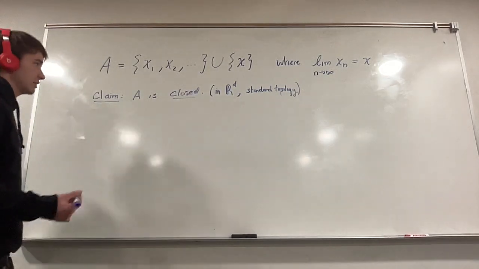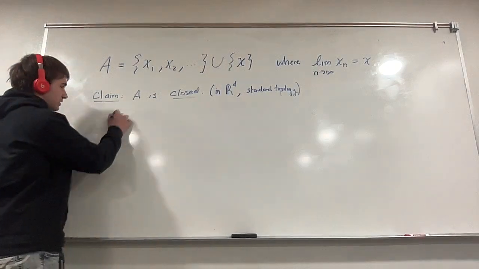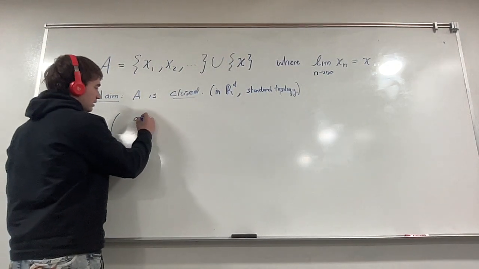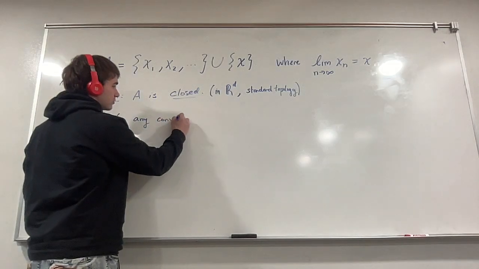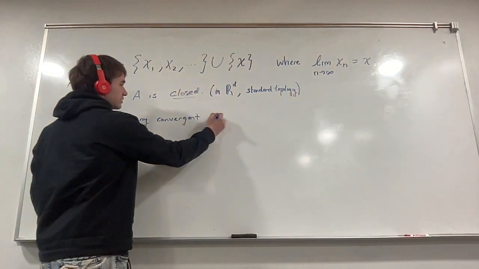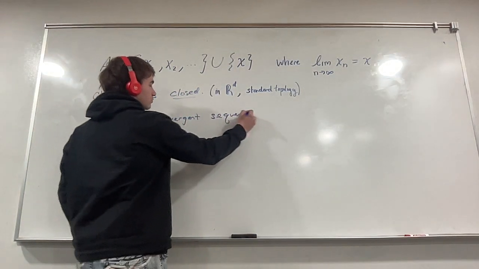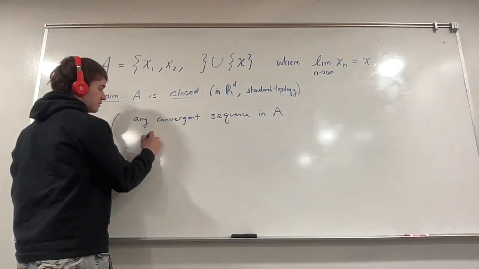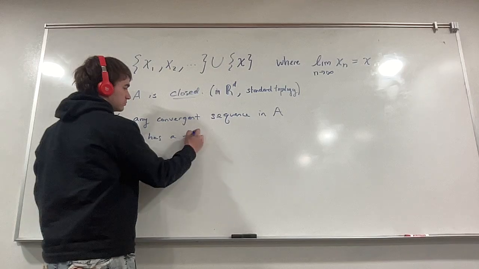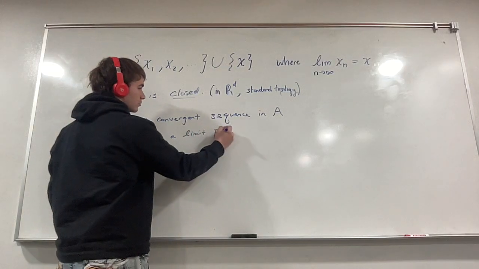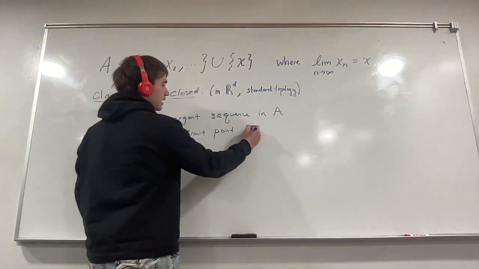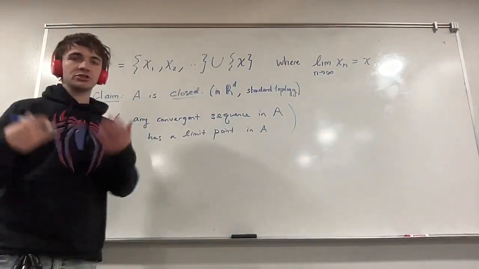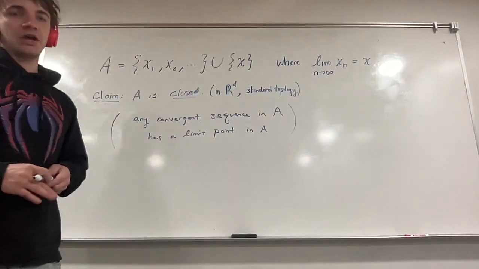Okay. So to show that A is closed, what we really want to use is the sequential definition of a set being closed. So this is what we need to show: any convergent sequence in A has a limit point in A.